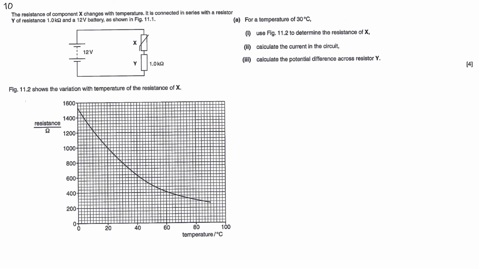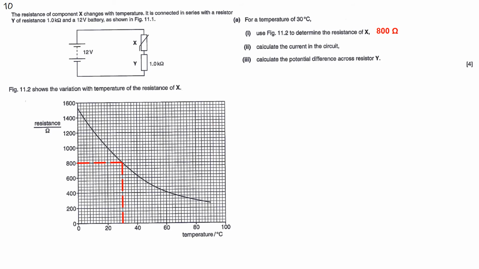The resistance of X changes with temperature. It is connected in series to a fixed resistor Y of resistance 1 kilo ohm, or 1000 ohms, and a 12 volt battery. We are given in figure 11.2 the variation with temperature of the resistance of X. So as temperature increases, the resistance of X decreases. For a temperature of 30 degrees Celsius, use the graph given to determine the resistance of X. Again, we show our working on the graph given. Use dotted lines. For 30 degrees Celsius, the resistance of X should be 800 ohms.